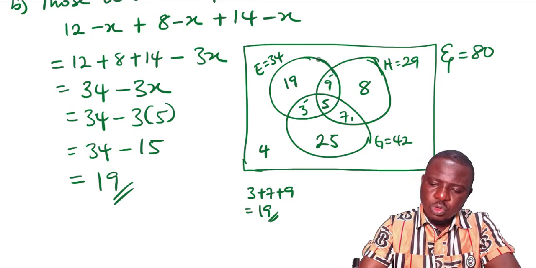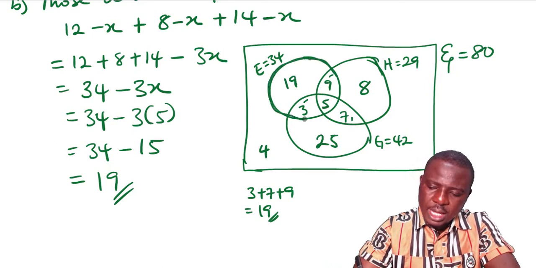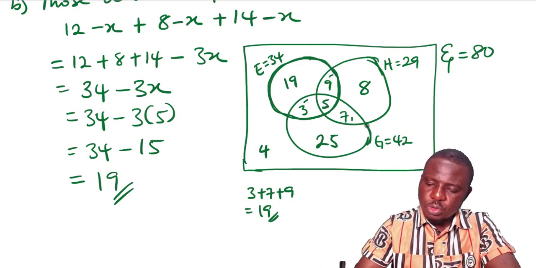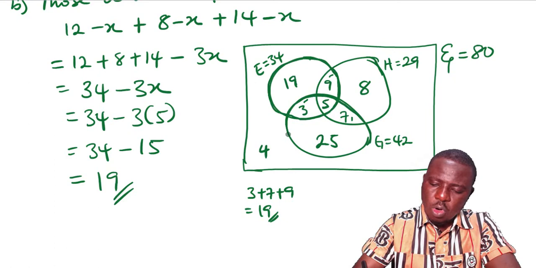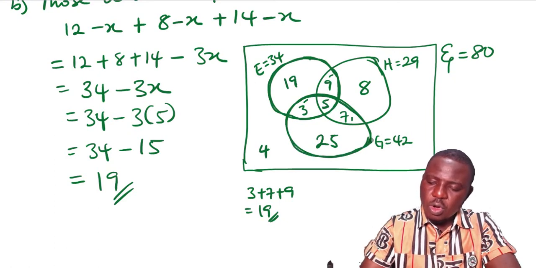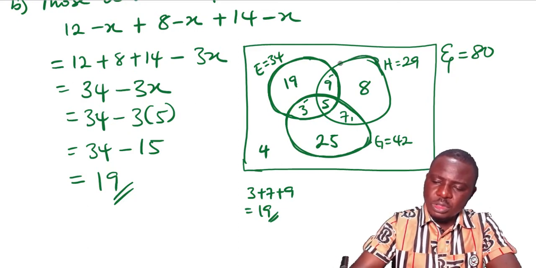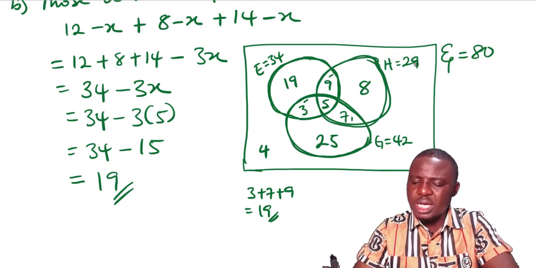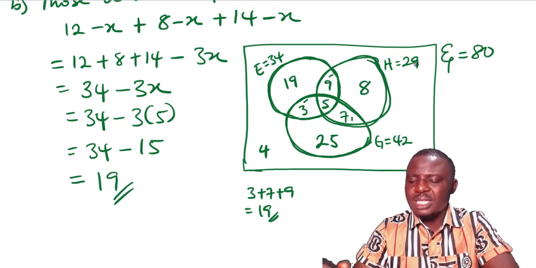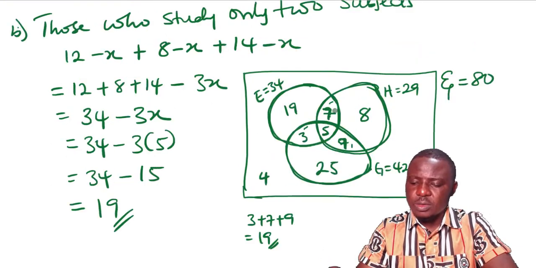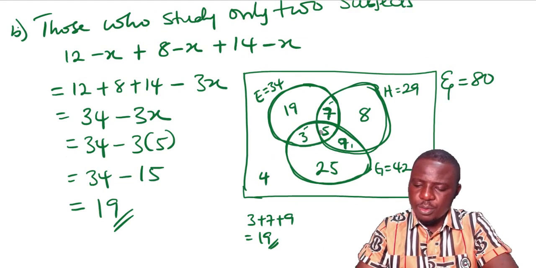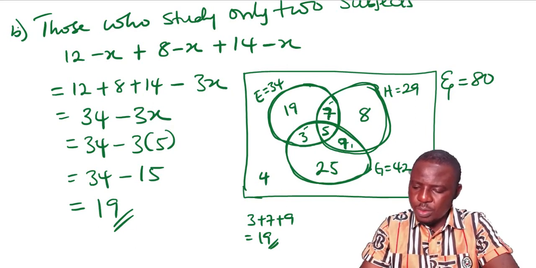Or if you sum up all those regions under English, they should give you 34. And when you sum up all those regions under geography, they should be able to give you 42. If you sum up all those under history to get 29, it means your answer is correct. And if you look at them, that is exactly what you will get. So when you sum up this region, it should give you 42. And that's what we got, 42.